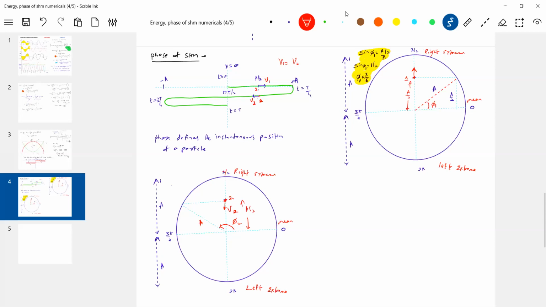Can we calculate this angle? Somehow if you can calculate this theta, the problem is solved. So what is sine theta? A by 2A, so theta equals pi by 6. So what is the phase angle? Pi minus theta. So the phase of the particle at 2 will be 5 pi by 6.